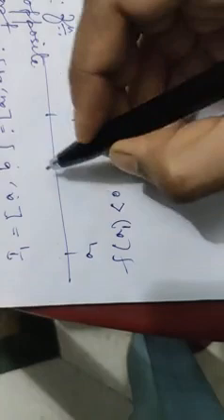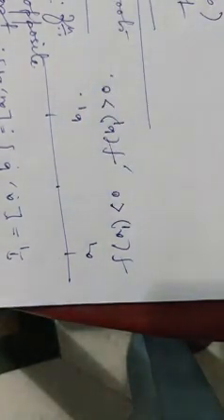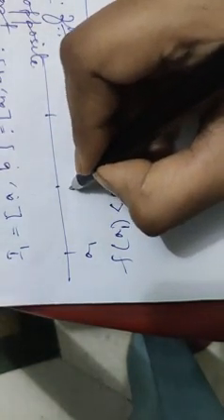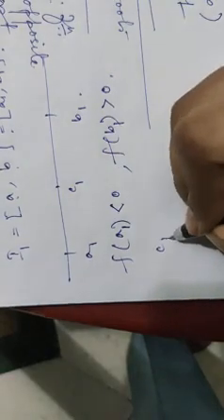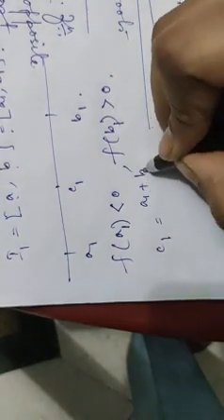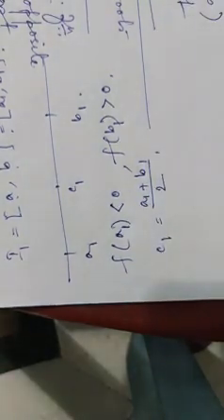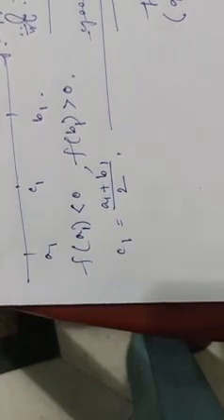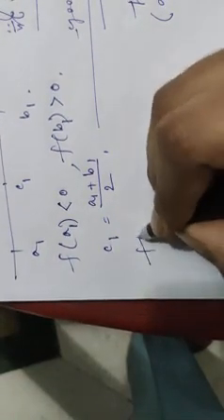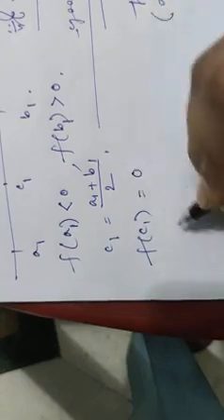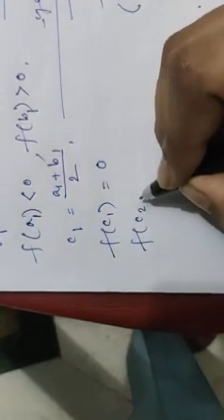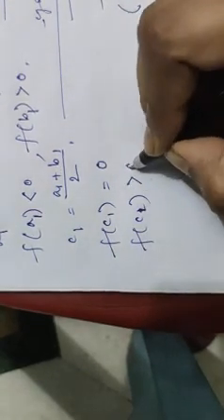Now we are dividing this interval at the midpoint. Suppose the point is c1. That means c1 equals (a1 plus b1) by 2. Now here three cases can arise. Number one, f(c1) is equal to 0. Number two, f(c1) is greater than 0. And number three, it is less than 0.